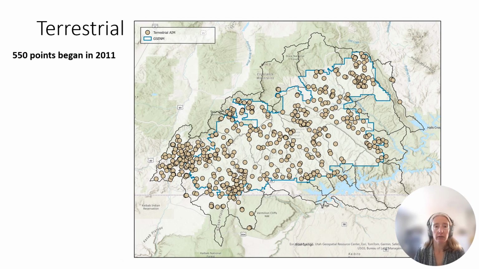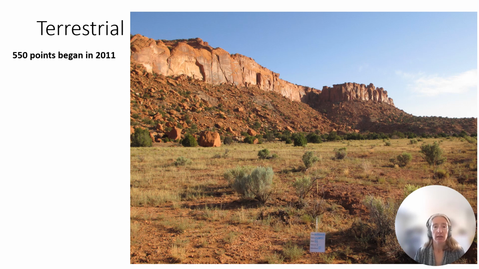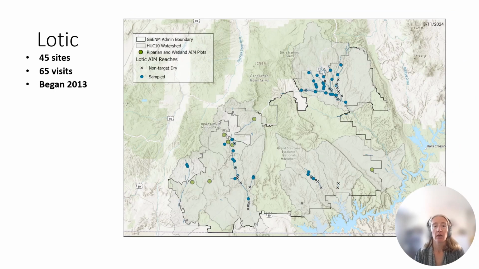I want to quickly go over terrestrial and lotic AIM and what data is available. Terrestrial AIM is the most extensive data set with more than 550 points in and around the Grand Staircase-Escalante area. Some of the indicators that are collected include bare ground, vegetation composition, plant species of management concern, non-native invasive species, and percent canopy gap. Lotic AIM, or monitoring of flowing water habitats, began in 2013. And in and around the monument, we have 45 sites, some of which have been revisited multiple times.